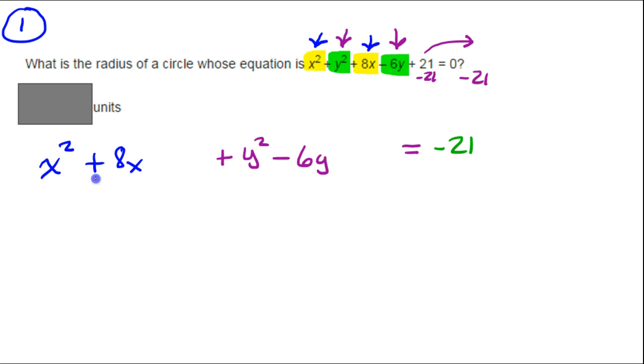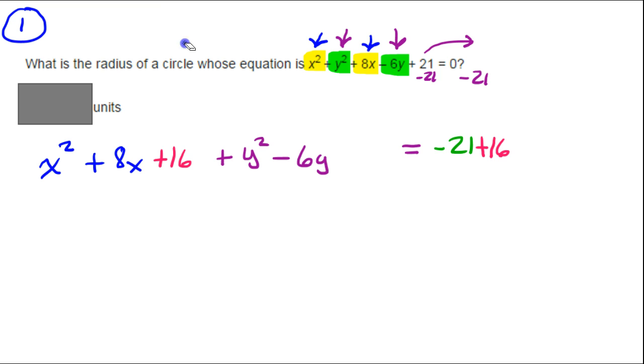So completing the square for the x's, we take the middle term, we'll do half of this and square it. So half of 8 is 4. Okay, and then 4 squared is 16. So I'm going to do plus 16. Now don't forget, you have to do that on both sides of the equation. Very, very important. It's got to be on both sides of the equation.